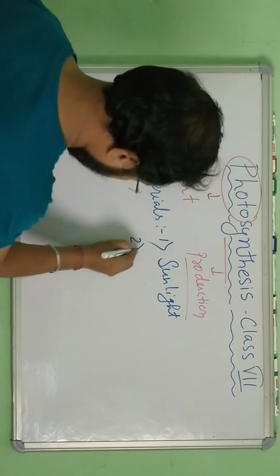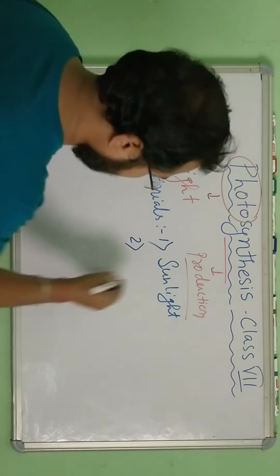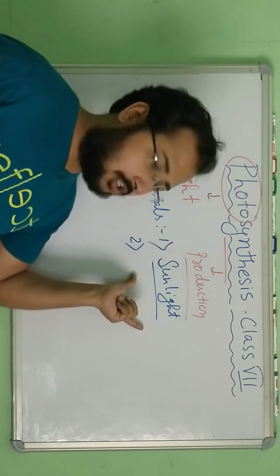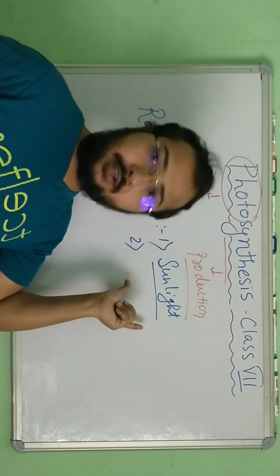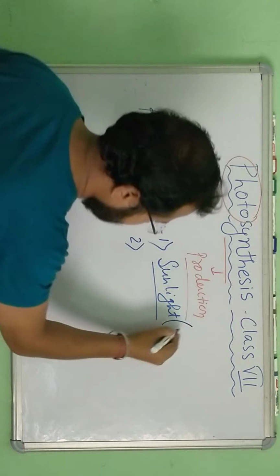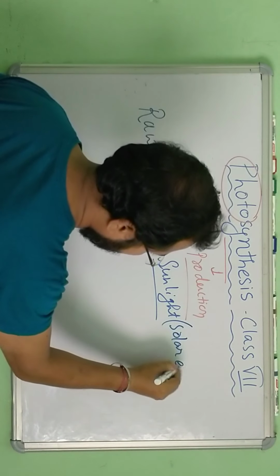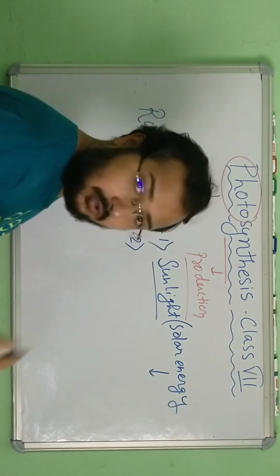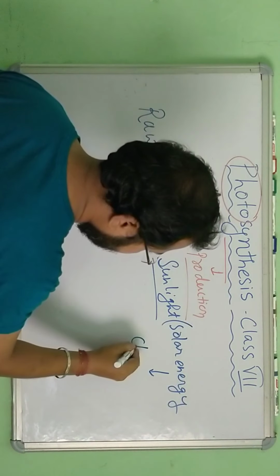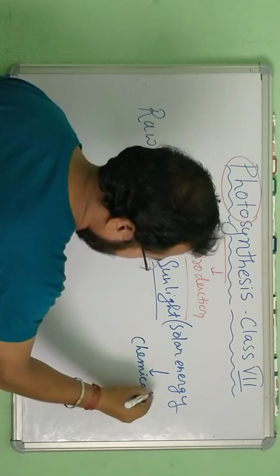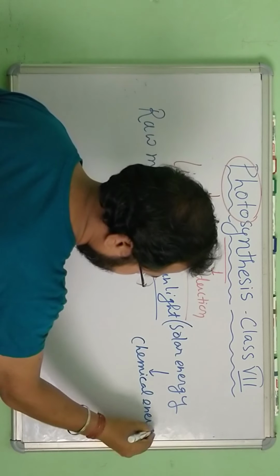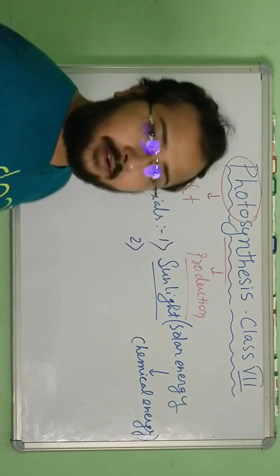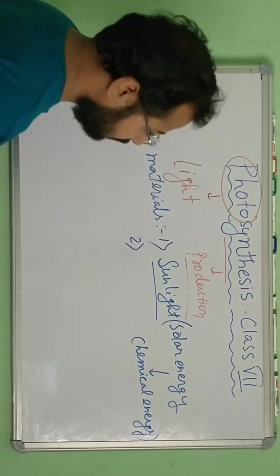What is the second point? One more piece of information here. The sunlight, we can say the solar energy, is trapped and converted into chemical energy. Chemical energy.